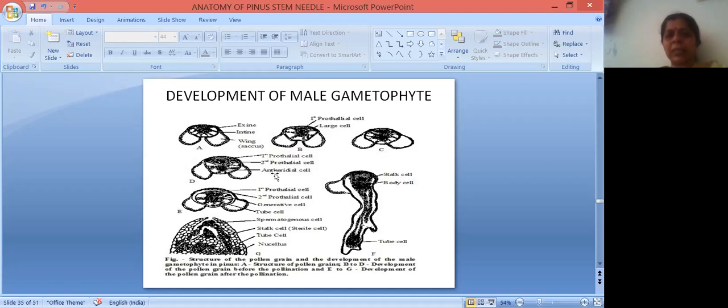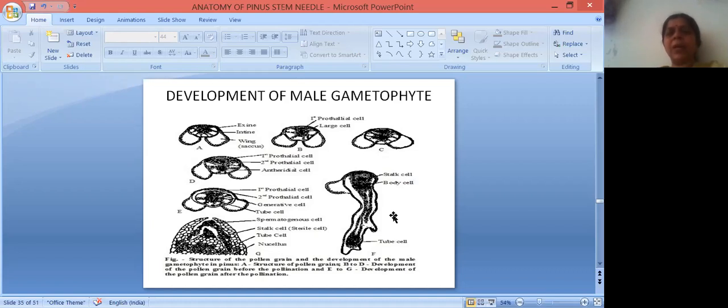Now the antheridial cell will divide into two cells. One is the generative cell and the other is the tube cell. The tube cell expands into a tube-like structure, the pollen tube, which carries the tube nucleus. The leftover generative cell divides into two cells, the stalk cell and the body cell. And this body cell gives us two male gametes. So like that, the haploid nucleus of the single pollen grain gives us two male gametes. This entire big structure is called the male gametophyte.